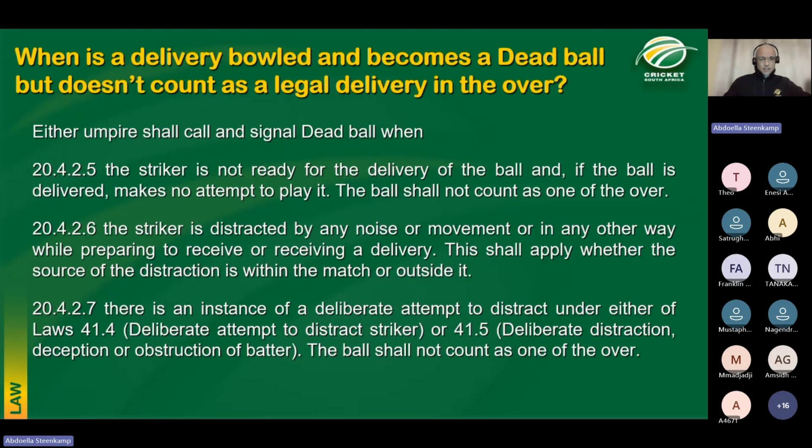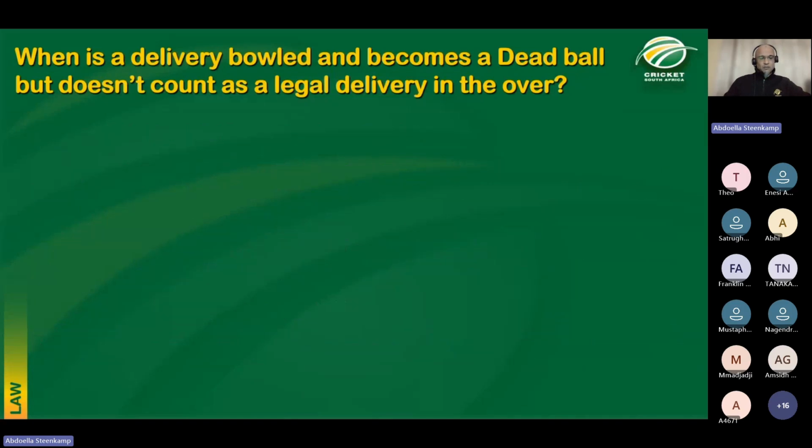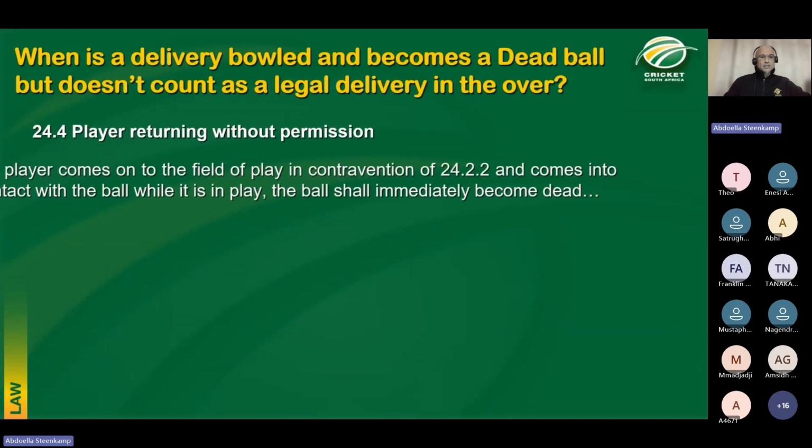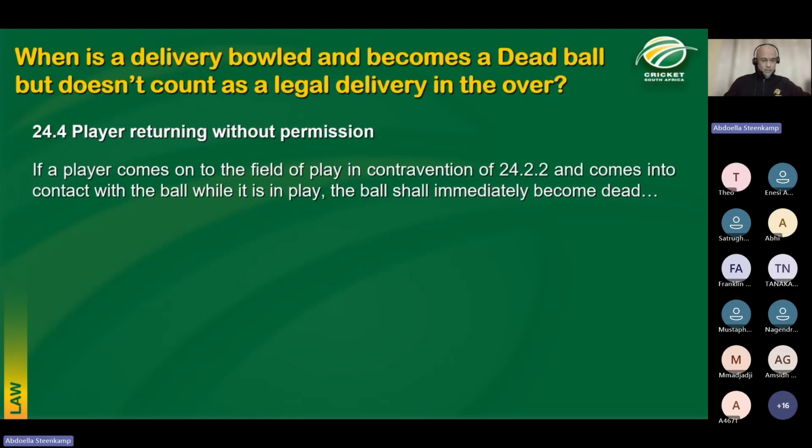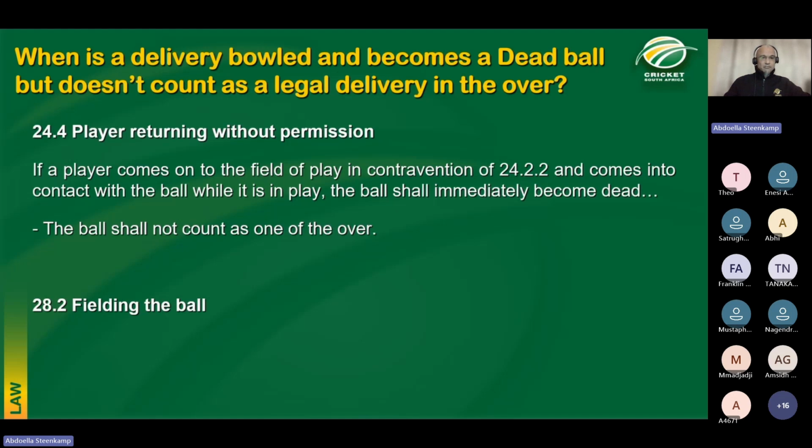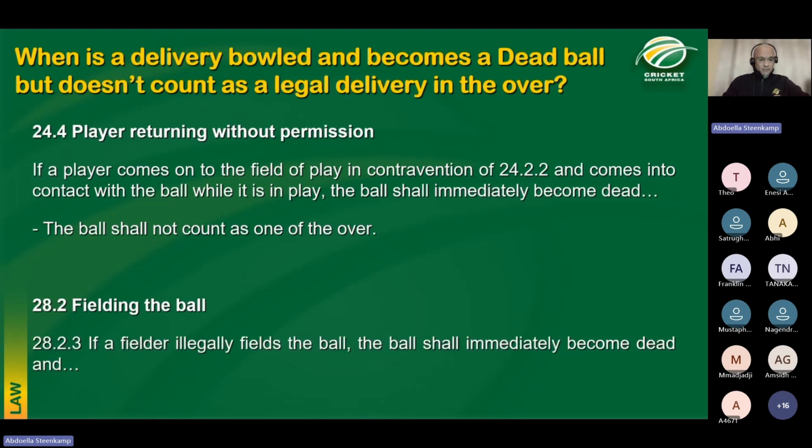You'll call and signal dead ball, but that ball does not count as one for the over. Two more instances: player returning without permission. As soon as the player who went off the field to get treatment returns without the umpire's permission and touches the ball, the ball becomes dead, but in that instance the ball does not count as one for the over. And lastly, if illegal fielding happens, that ball, even though it was delivered, also does not count as one of the legal deliveries in the over.